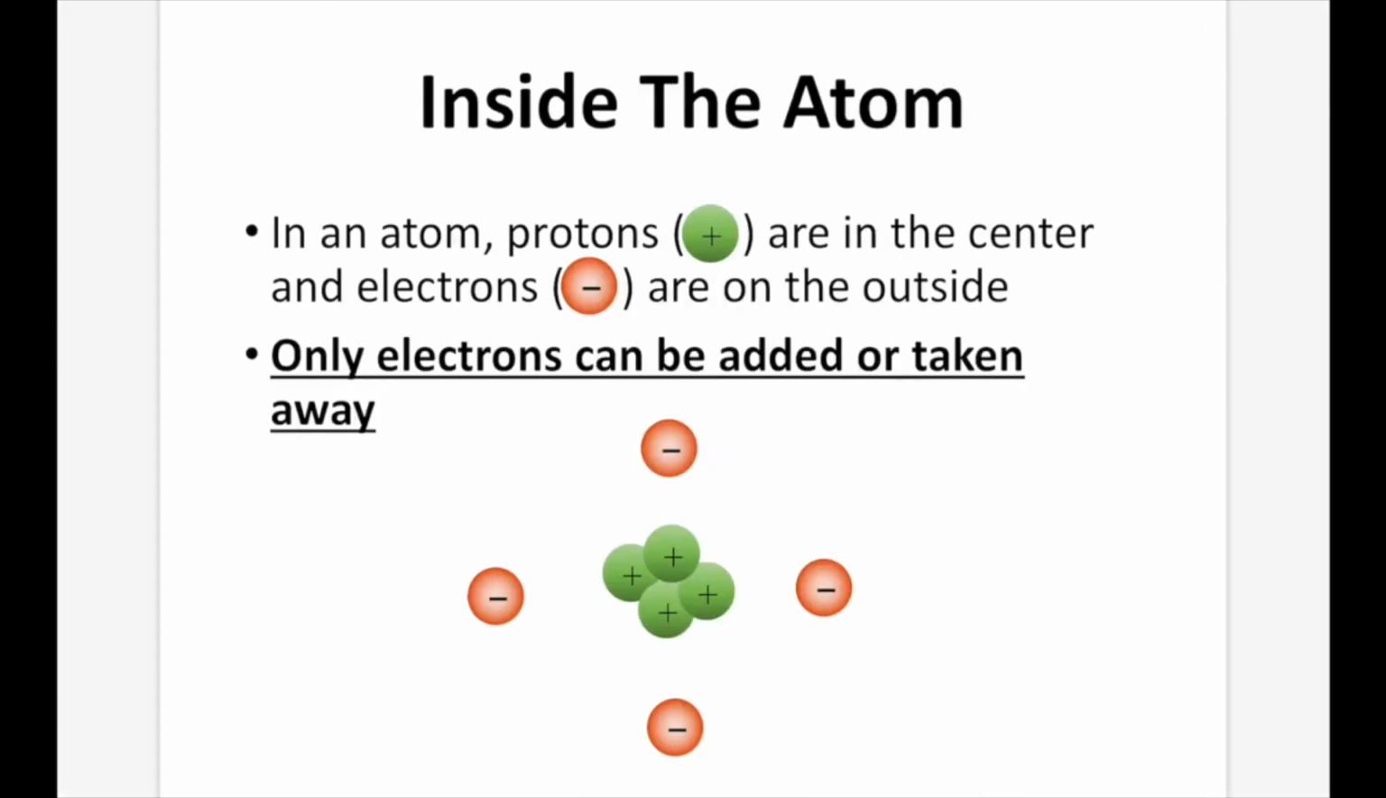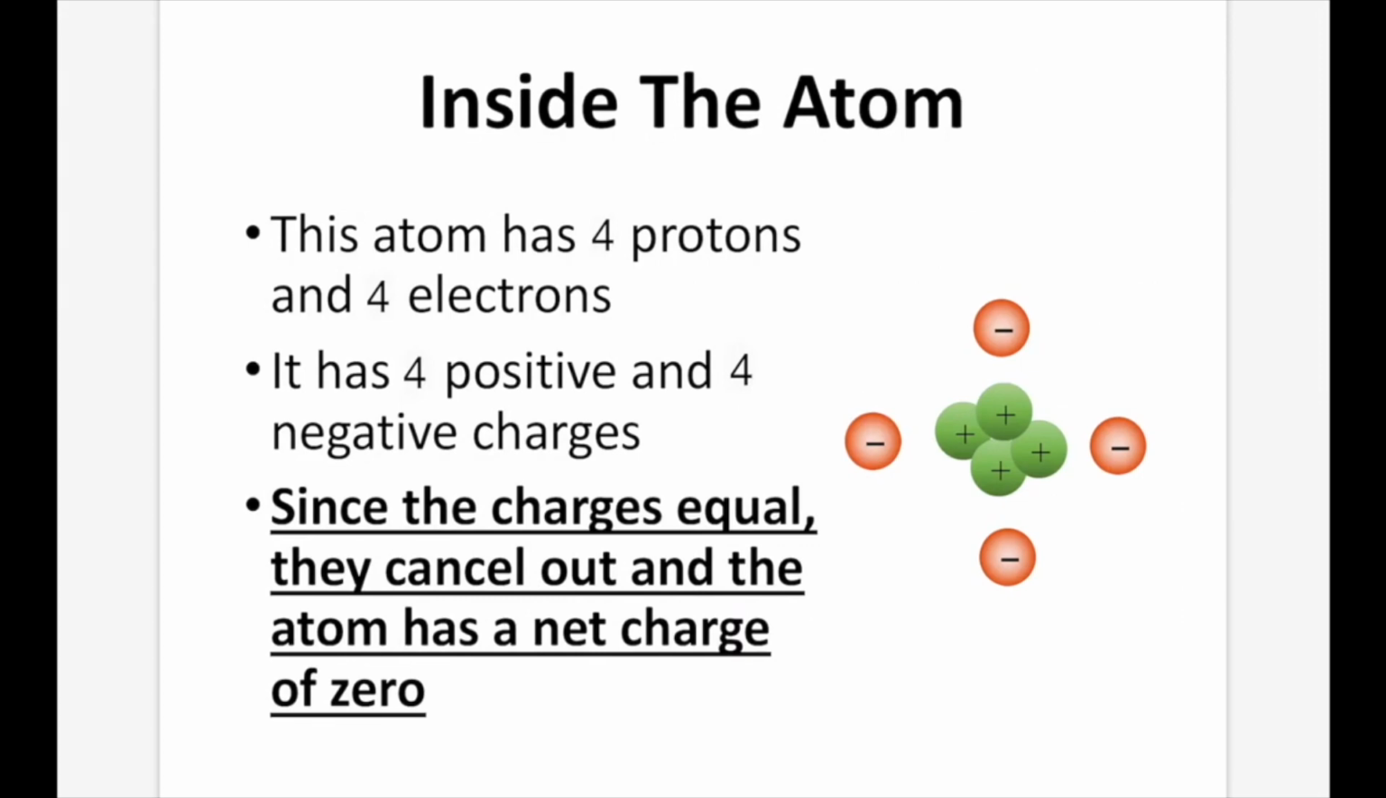In an atom, protons, the green, are in the center, and the electrons, the red, are on the outside. And only our electrons can be added or taken away, just like our previous example. This atom has 4 protons and 4 electrons. You can count them. 1, 2, 3, 4 electrons, 1, 2, 3, 4 protons. It has 4 positive and 4 negative charges. Since the charge is equal, they cancel out, and the atom has a net neutral charge. You can say that there's plus 4, and then we're going to add negative 4. Plus 4 plus negative 4 is equal to 0.